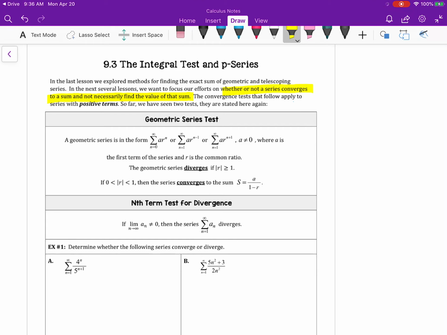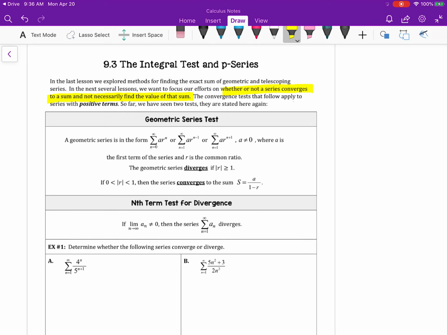Sometimes when we're using a test for convergence, it might equal something that makes it converge. That might not be the value of the sum of that series. So we're just going to focus on whether it converges or not. The convergence tests that follow apply to series with positive terms. So far, we have seen two tests.